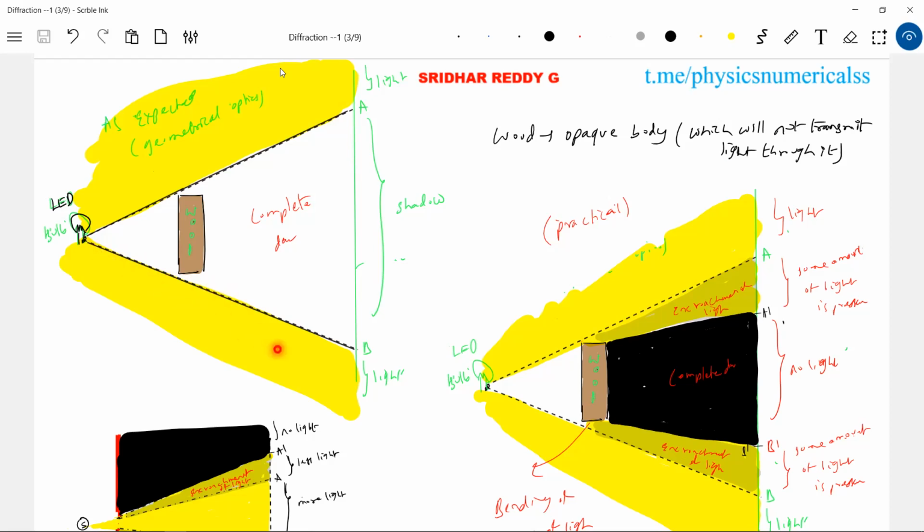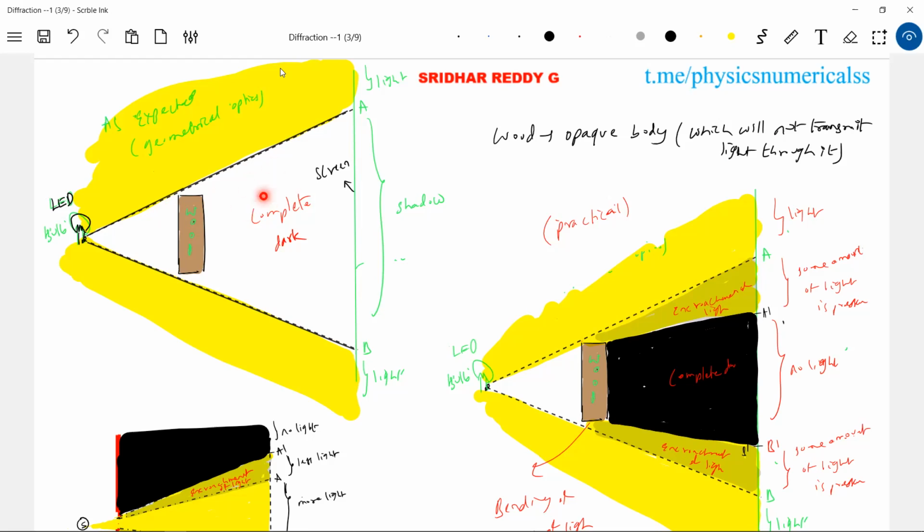And what about here? Here light is present. This is a screen, and everything is a screen. So which part of the screen will be illuminated? From B downward, the screen will be illuminated because the light is incident. What about here? Here also the light emitted by the LED bulb will be incident. Here it will be a complete shadow, a complete dark region. Why is it completely dark? Because the wood will not permit light.